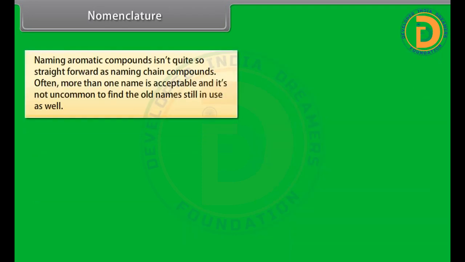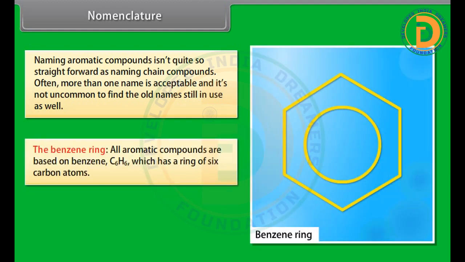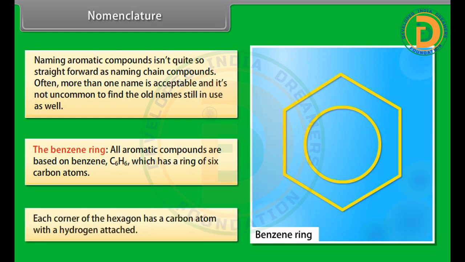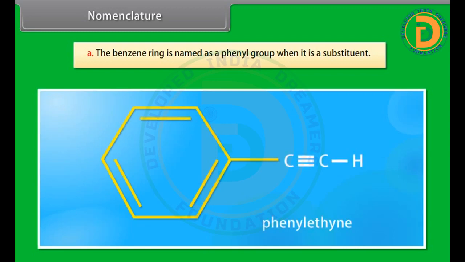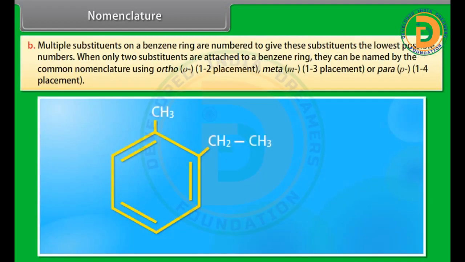Nomenclature. Naming aromatic compounds isn't quite so straightforward as naming chain compounds. Often more than one name is acceptable, and it's not uncommon to find the old names still in use as well. The benzene ring. All aromatic compounds are based on benzene, C6H6, which has a ring of 6 carbon atoms and has this symbol. Each corner of the hexagon has a carbon atom with a hydrogen attached. A. The benzene ring is named as a phenyl group when it is a substituent. B. Multiple substituents on a benzene ring are numbered to give these substituents the lowest possible numbers.